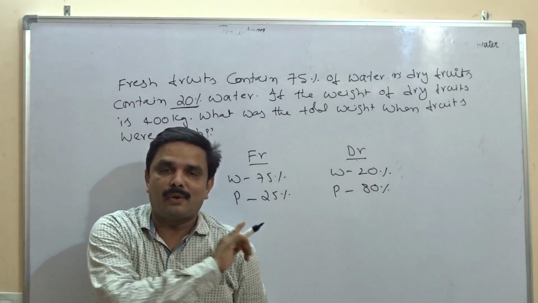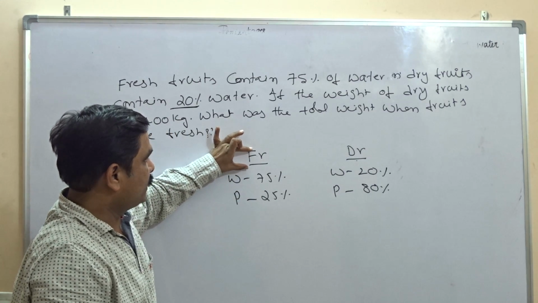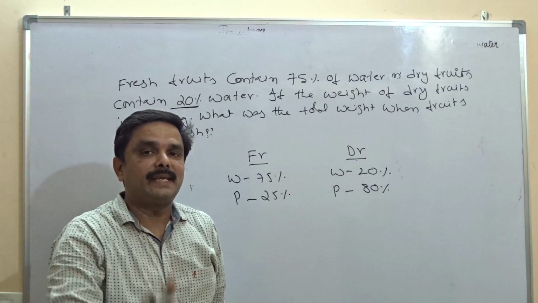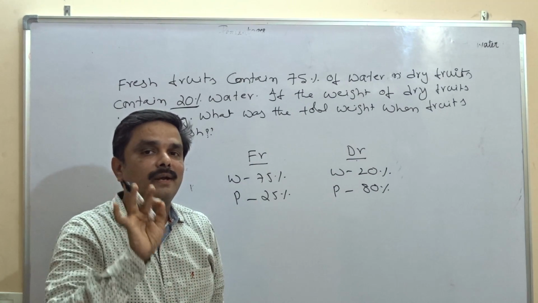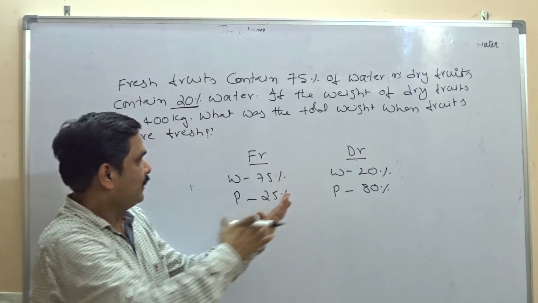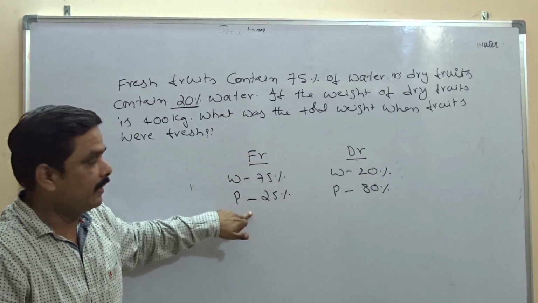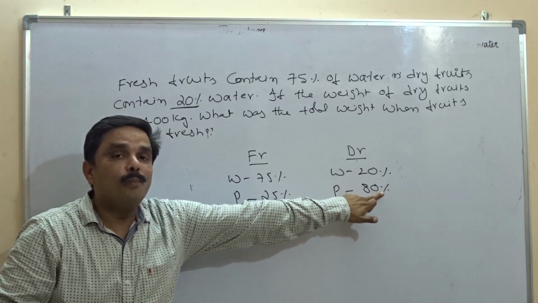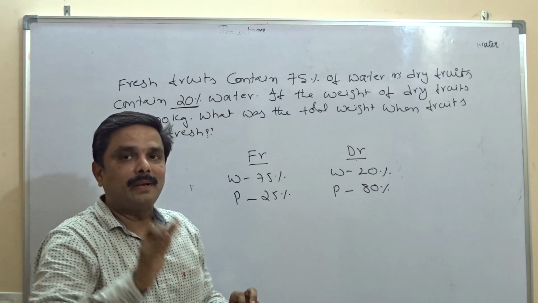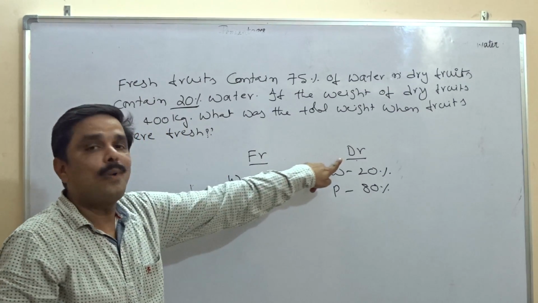Now see, here we are going to solve this question based on a very simple point. The point is that when the fruit is fresh or dried, the quantity of pulp is the same in both cases. The only change is that here the pulp is 25% of the total weight, and here the percentage is more, that is 80%. This is not because the quantity of pulp has increased. This is because of the change in the water.